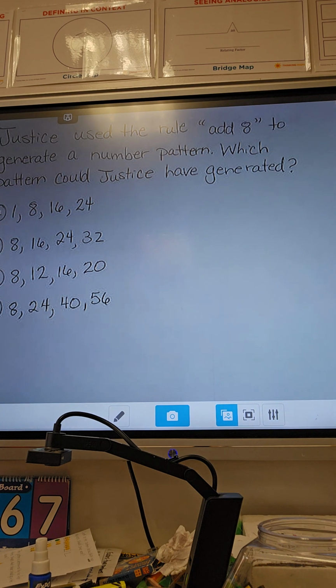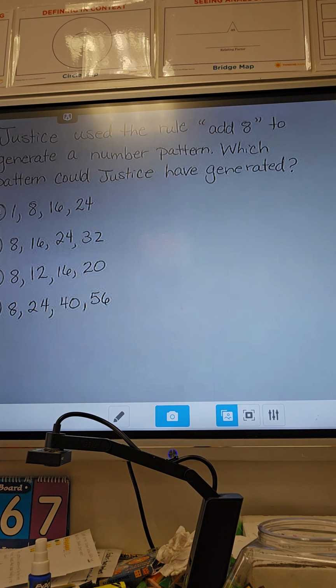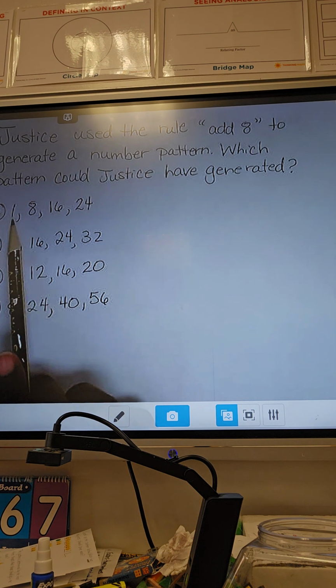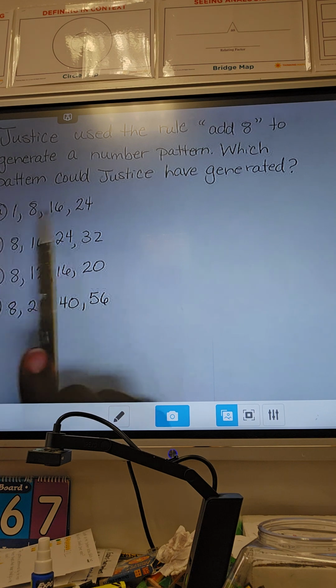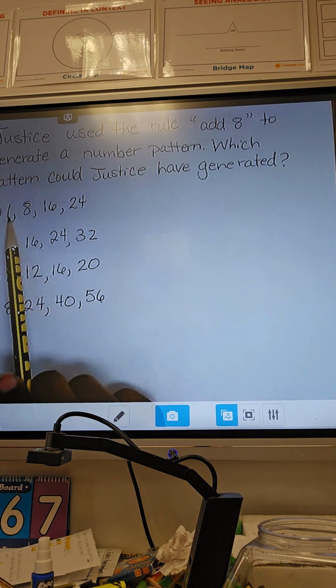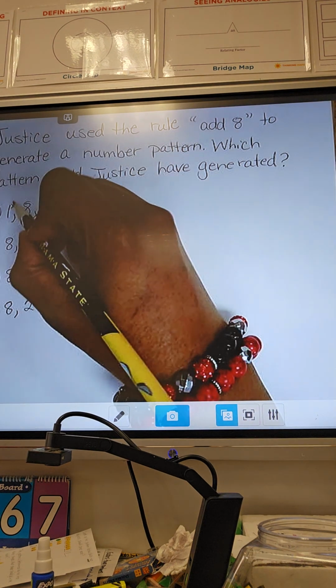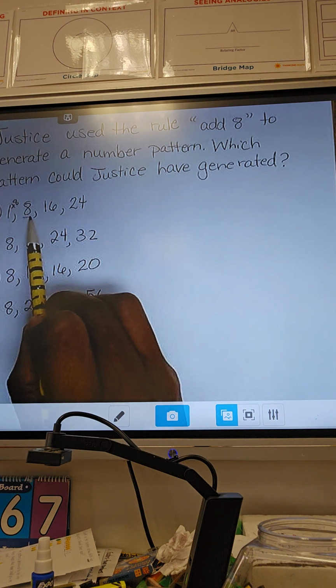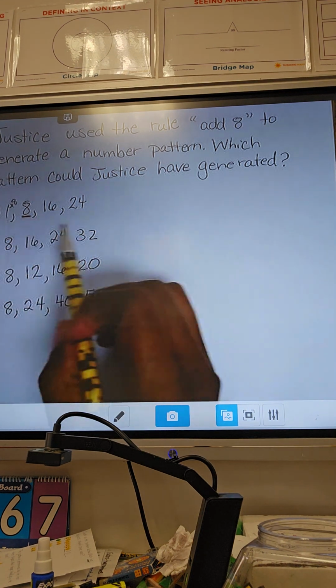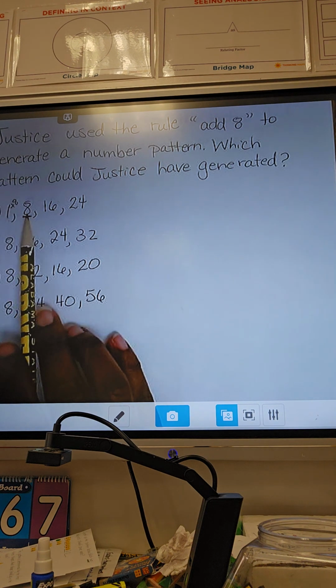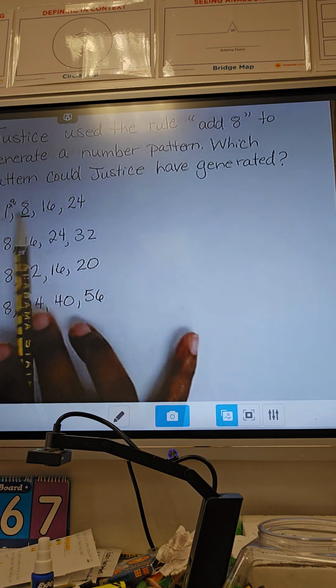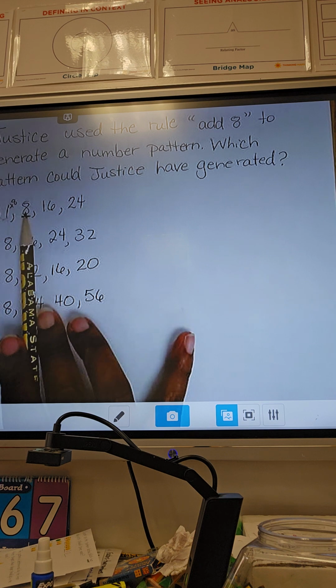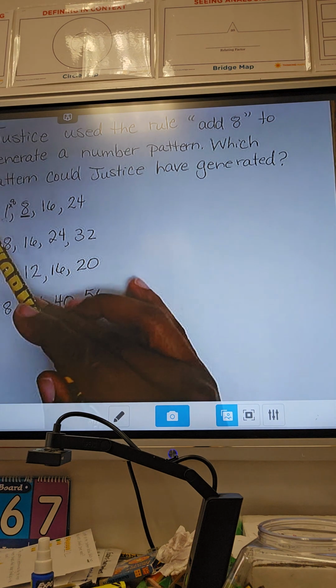Next question. Justice used the rule add 8 to generate a number pattern. Which pattern could Justice have generated? So add 8. If we start with the first number and add 8 every time. So 1 plus 8, and this is what it looks like. 1 plus 8 is 9. So I automatically know that this one is not correct. Although you might say, oh, 8, 16, 24 is correct. But 1 plus 8 is not 8. Okay, so A is not correct.